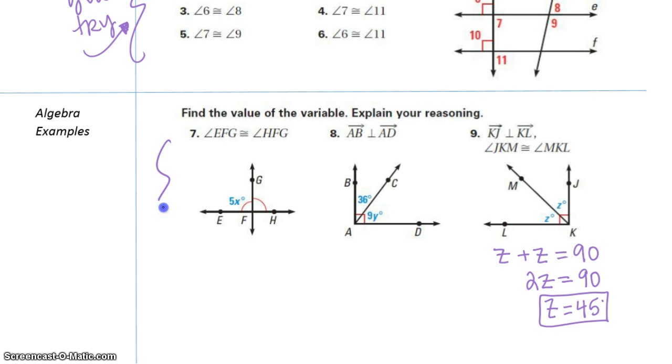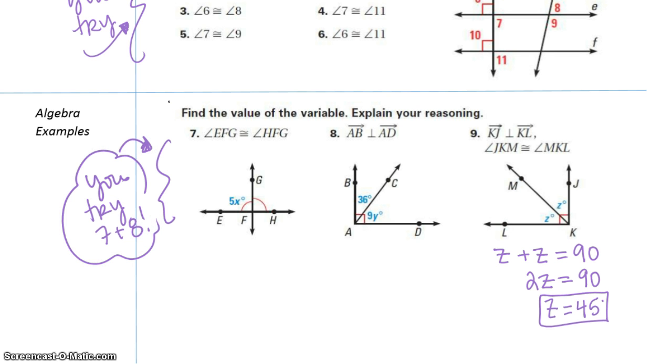I would like you to try 7 and 8. Okay? So finish up all those problems I asked you to try, bring those to class, and we will go over them then.